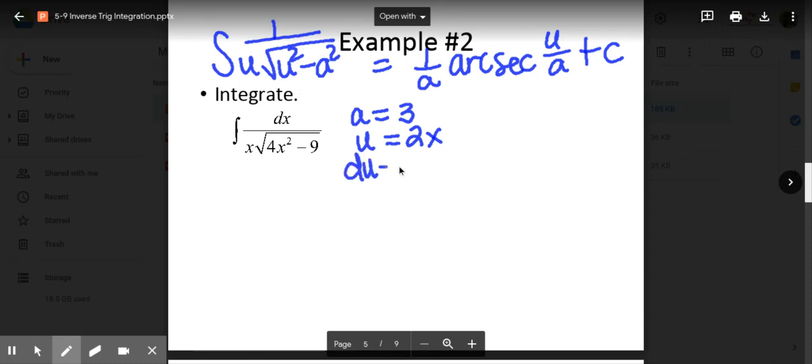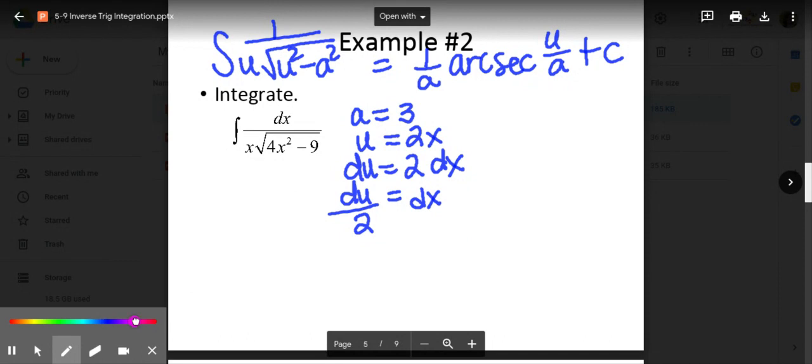So du would equal 2 dx. I would just take my normal derivative, like I've done, because I'm doing u substitution. So my u is my 2x, and so du equals 2 dx, and then I would solve for dx. So that would be du over 2. All right, so now I'm going to trade out.